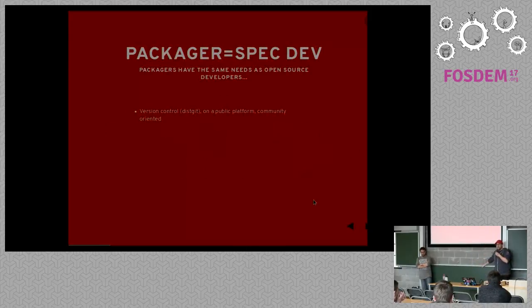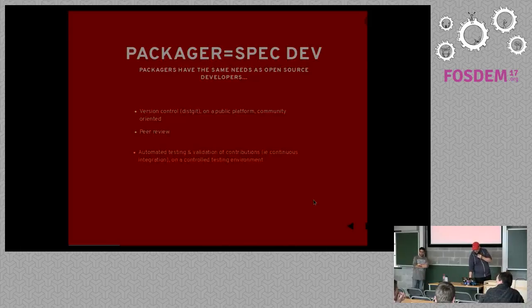So from that, we can infer that the job of a packager is pretty much the same as the job of an open source developer. A packager will need some form of version control. In the Fedora and CentOS universe, we call the spec file repository the disgit repository. It has to be on a public platform because it has to be open to the community and to reviews as well. You also want to make sure that the contributions that you get are of the utmost quality, so you need automated testing and validation. So basically, you need continuous integration on it. And your testing environment has to be controlled, so the tests are reproducible and you have high confidence in their results.